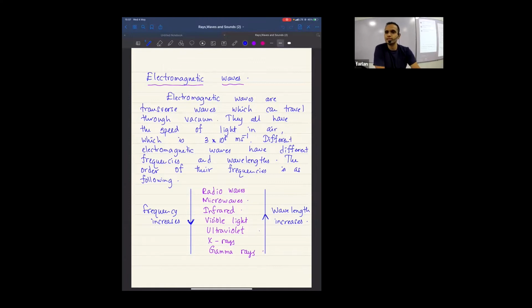Like as the wavelength increases, the type of wave becomes less dangerous, right? Because as the wavelength increases, yeah, it becomes less harmful.